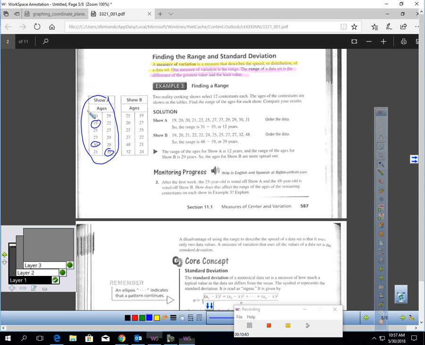Timeout, the highest value is 31. High value 31, low value 19. If I do 31 minus 19, I just got the range. The range is 12 years for show A.